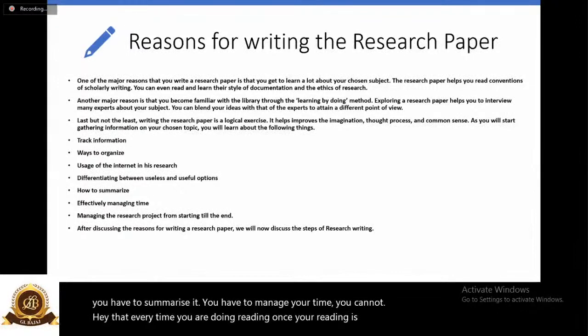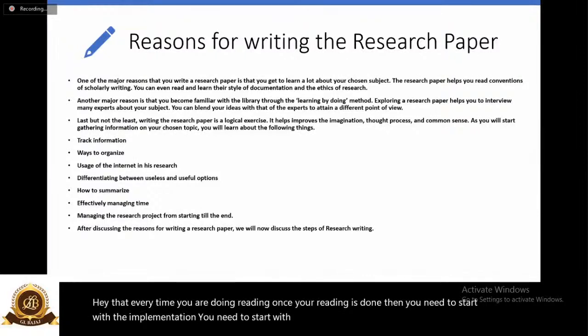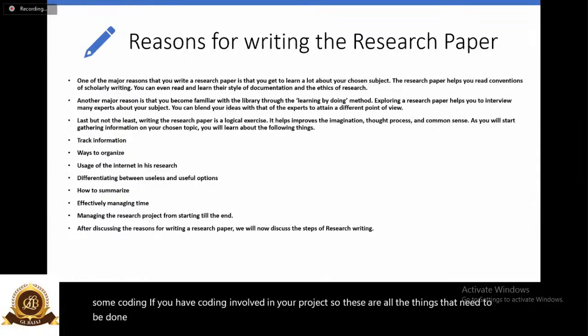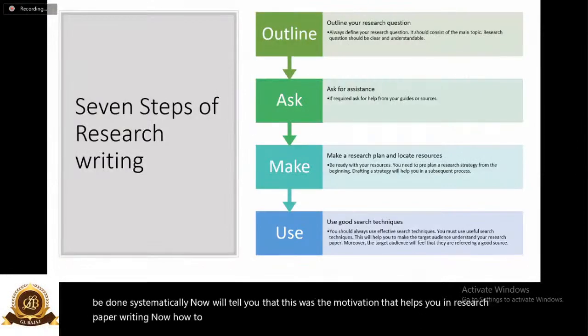You need to start with some coding if you have coding involved in your project. So these are all the things that need to be done systematically. Now we'll tell you that this was the motivation that helps you in research paper writing. Now, how to do that research paper writing?